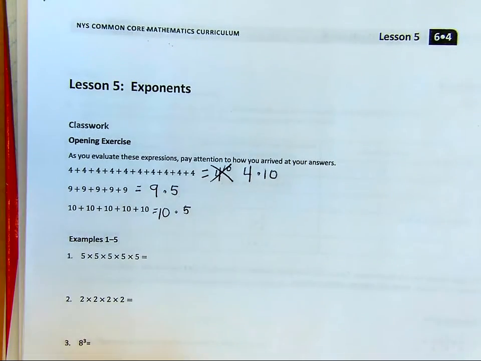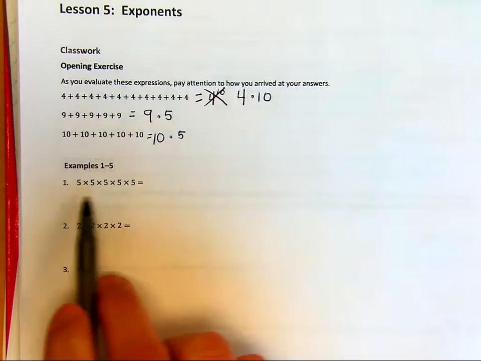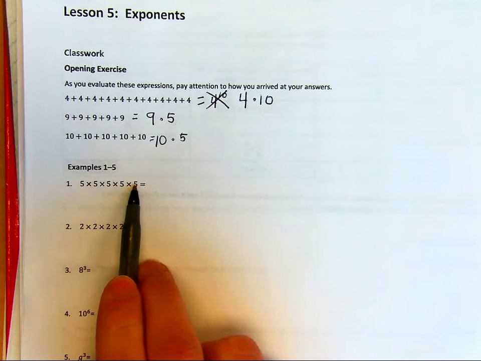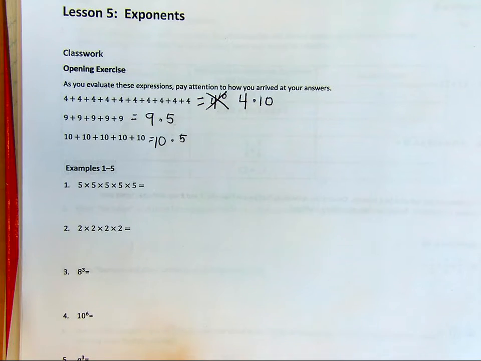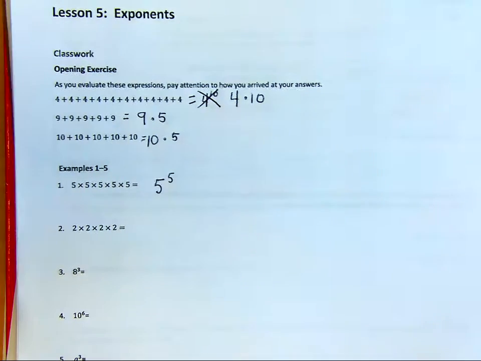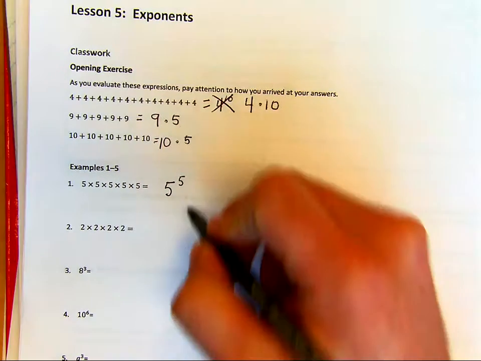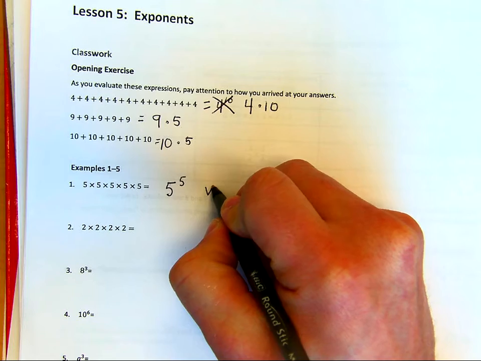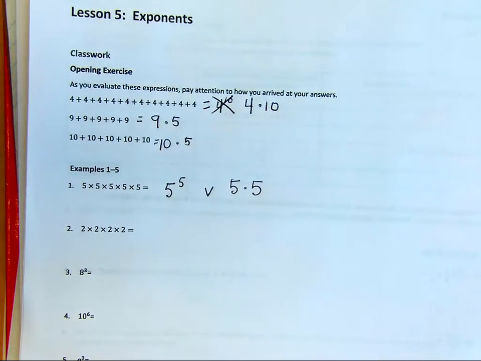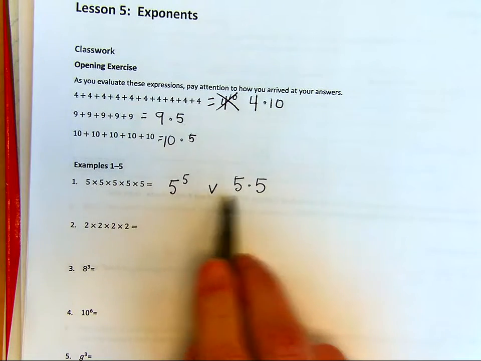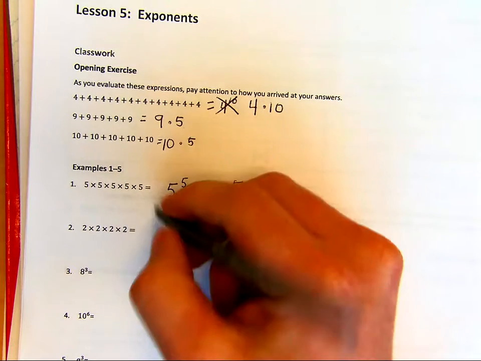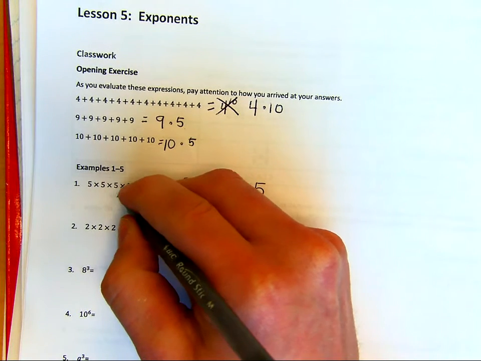All right, so switching gears then, we're looking at this one here. 5 times 5 times 5 times 5 times 5. Gabe? That's 5 to the 5th power versus 5 times 5. What's the difference in those? 5 to the 5th power versus 5 times 5. Yeah, go ahead. 5 to the 5th power is 5 times itself. Right, so that's this one.